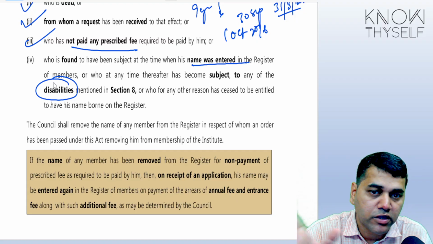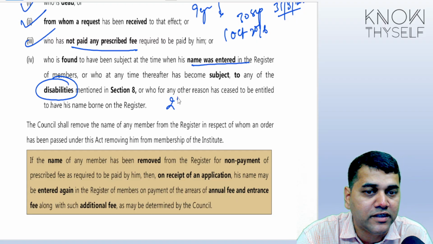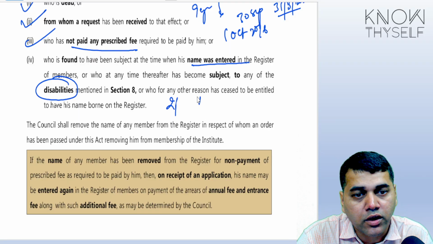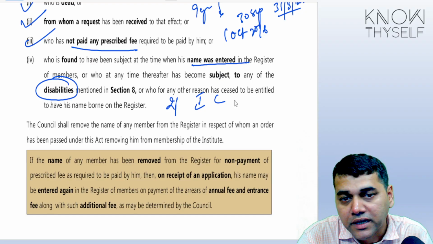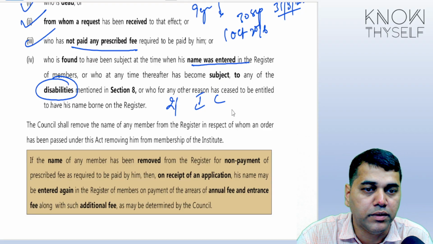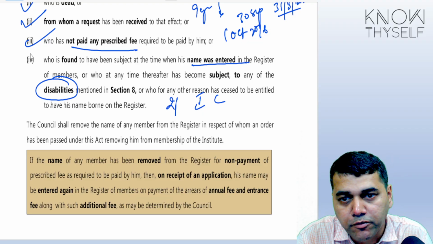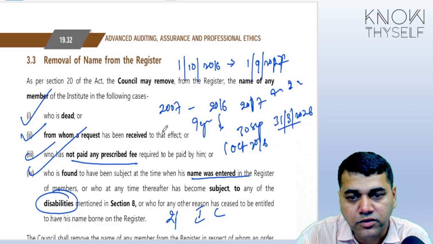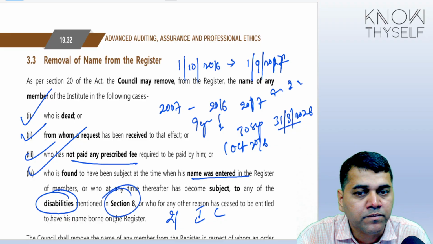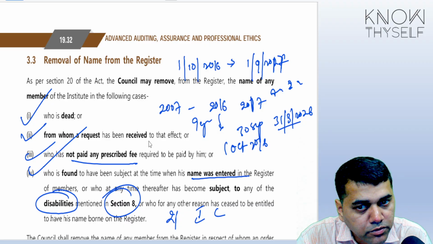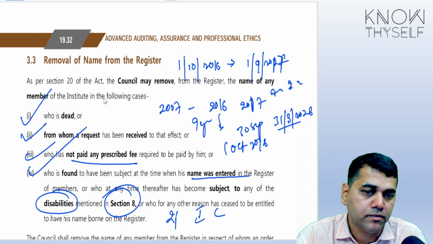That means somebody who was already under a disability, like less than 21 years of age, not of sound mind, or insolvent or criminal. These people got their names entered somehow by making a false statement. Yes, their names also will be removed. So four kinds of people's names will be removed: students, disabled people, Section 8 cases, and those who have not paid the fees. On request, the names of dead people are also removed.